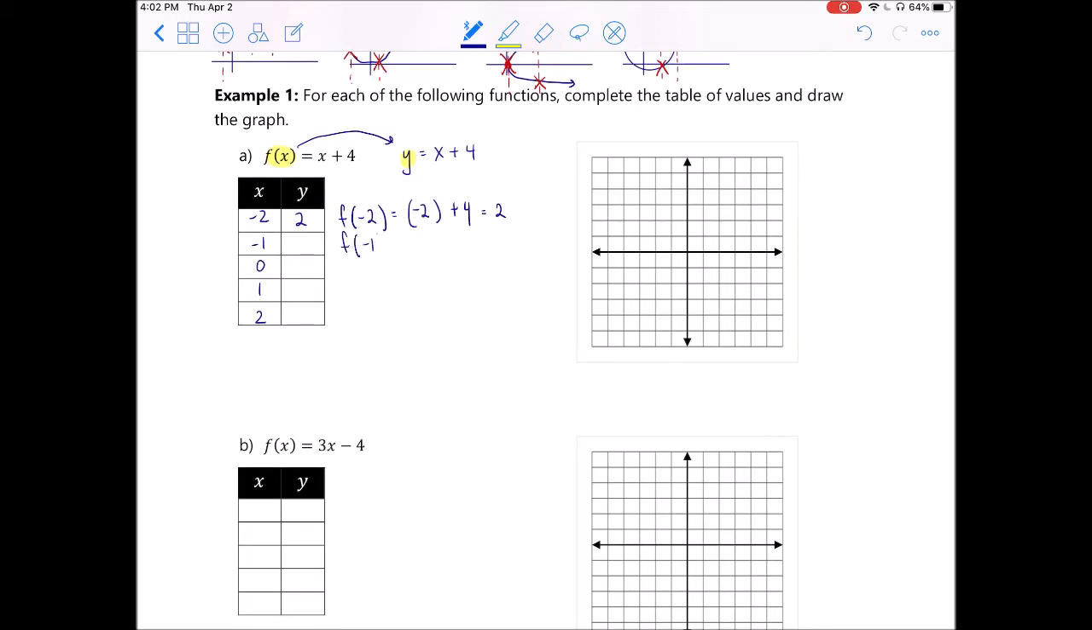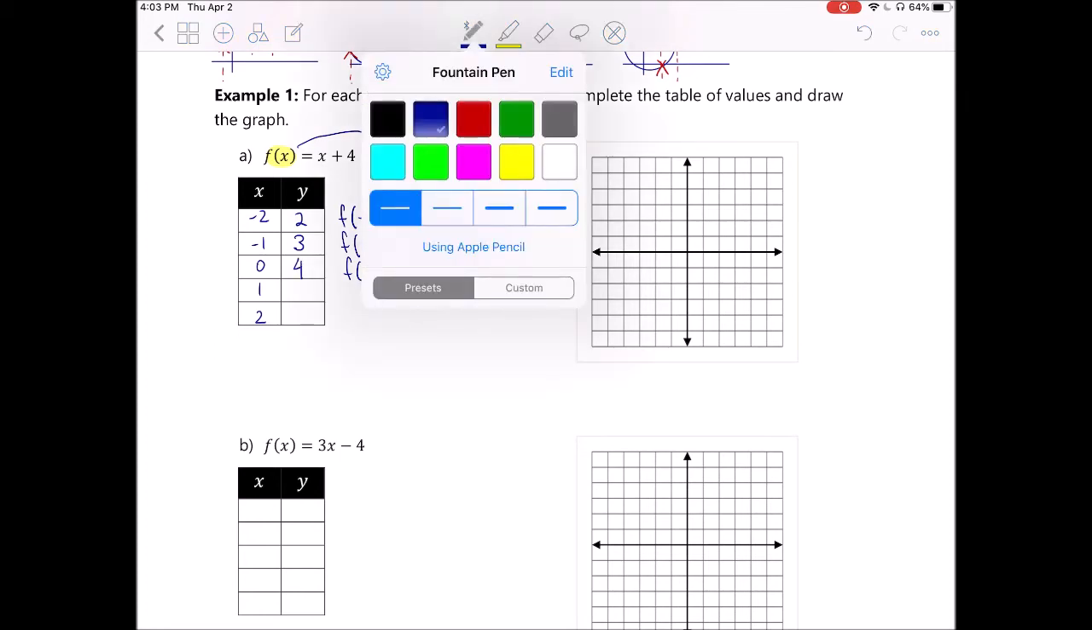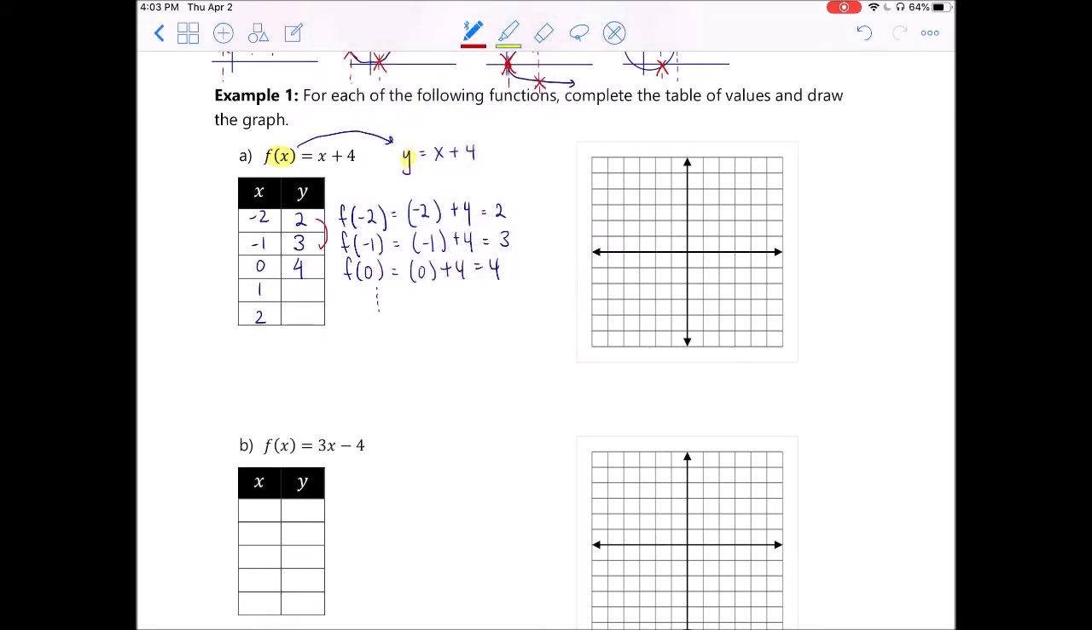When x is -1, y is 3. When x is 0, f of 0 is 0 plus 4, which is 4. So we're going to stop right there. We're going to continue the pattern and notice how each step goes up consistently. If we go up by 1 in x value, we go up by 1 for y value as well.